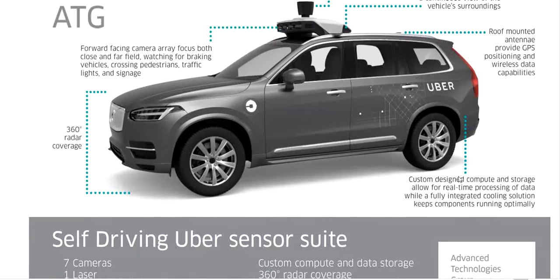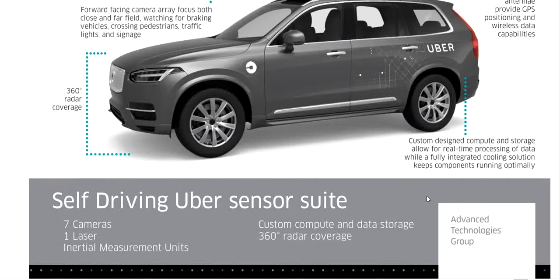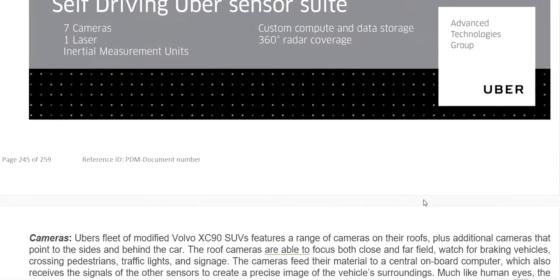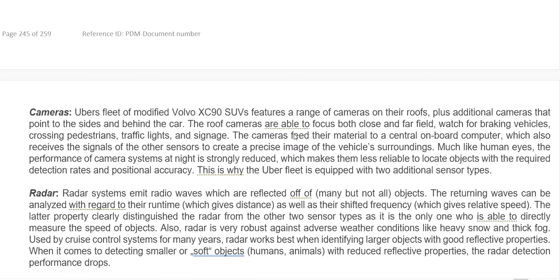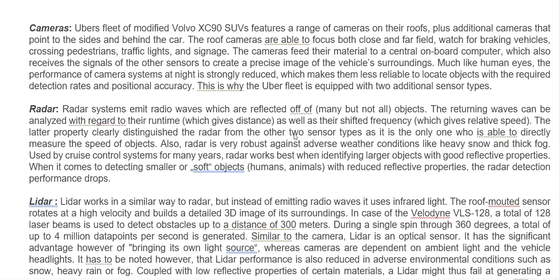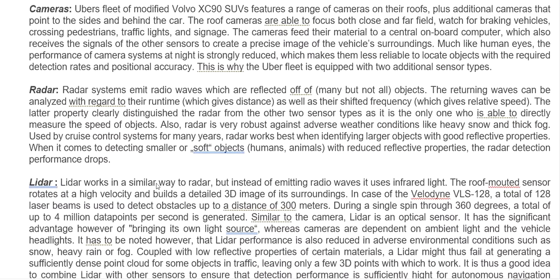And right here, that's processing the real-time data, and the integrated cooling solution keeps the components running optimally. Okay. And generally, the self-driving Uber uses 7 cameras, one laser, one inertial measurement unit, and compute and data storage, with 360 radar coverage, right? So generally they use the camera, they use the radar, and they use the LiDAR.